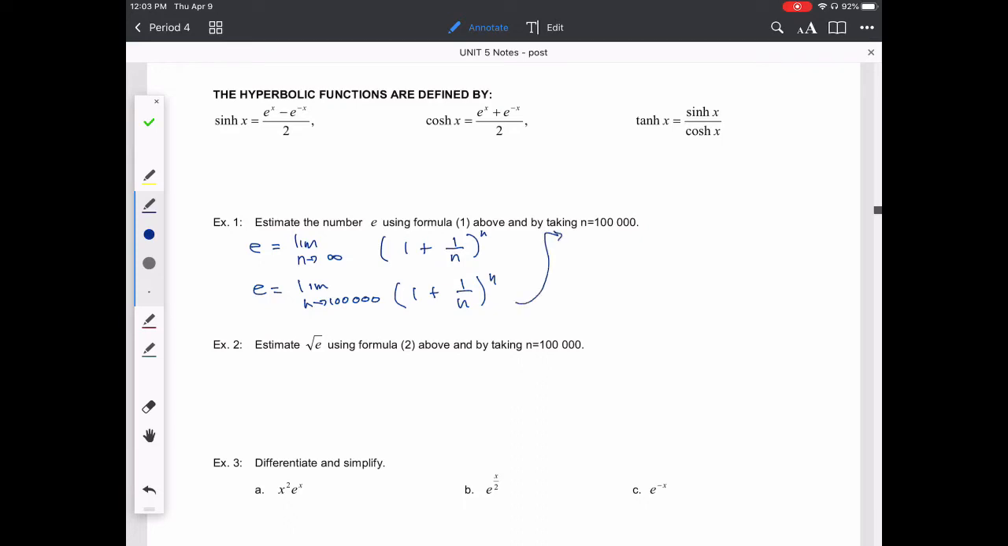When we actually take the limit, e is equal to (1 + 1/100,000) to the exponent 100,000. Now you need your calculator for this, and it's going to give you a non-terminating decimal, an irrational number, and it's going to be approximately 2.72.